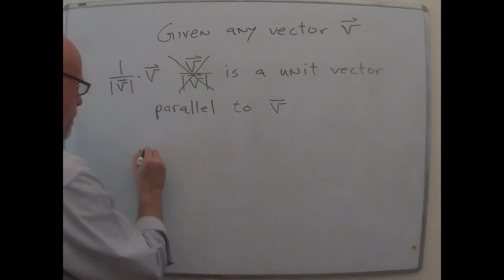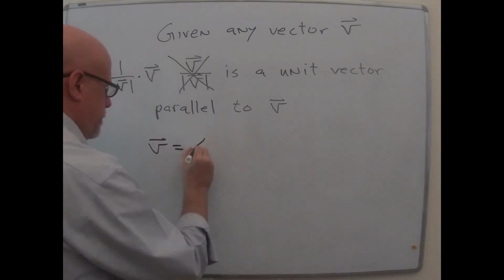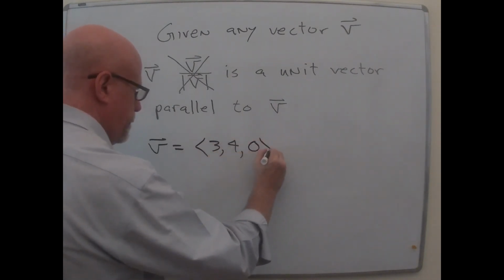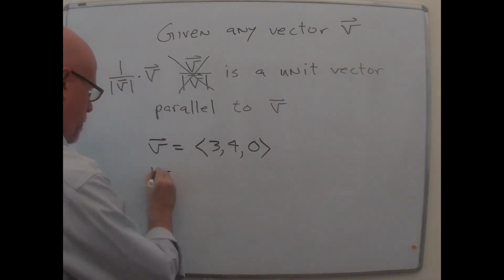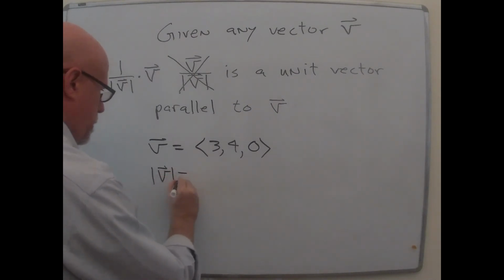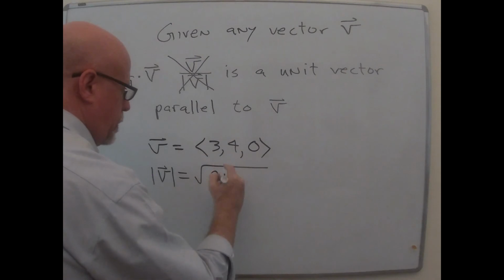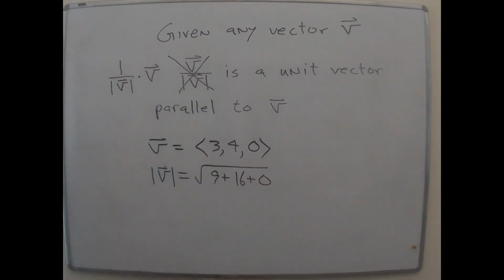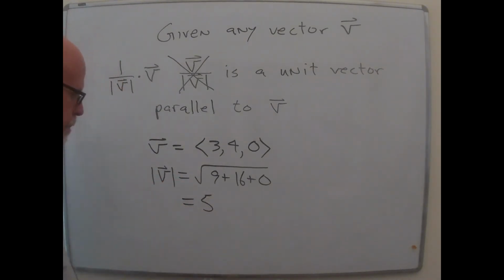If we have v is, how about 3, 4, 0, right? Then the length of v is going to be the square root of 3 squared is 9, plus 16 for the 4 squared, and 0 squared. And that's 25, so you see that this is length 5.